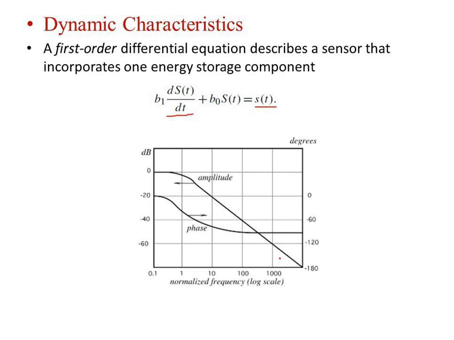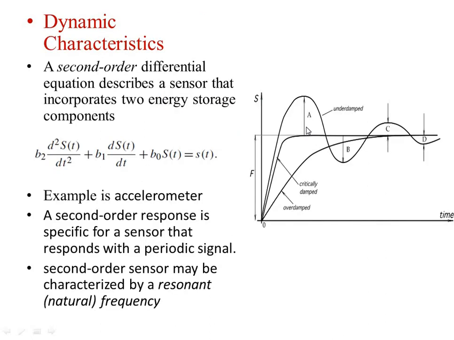So here, if it is a voltage, then I can say that dv by dt plus b0 v of t is equal to s of t. I can get the response like this one. So this is the response you will be getting.